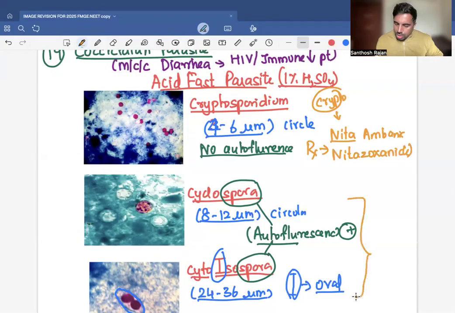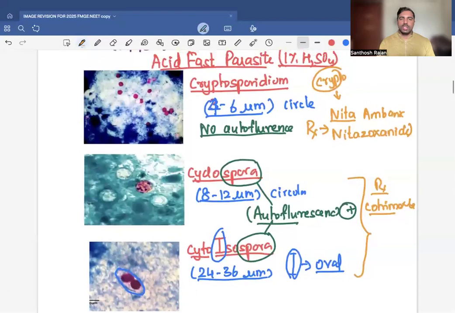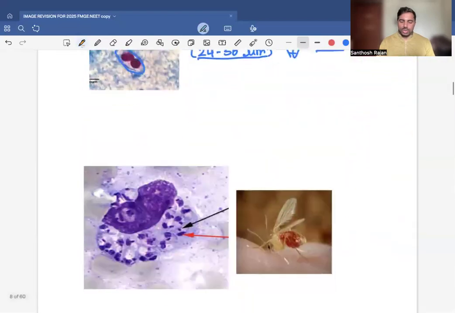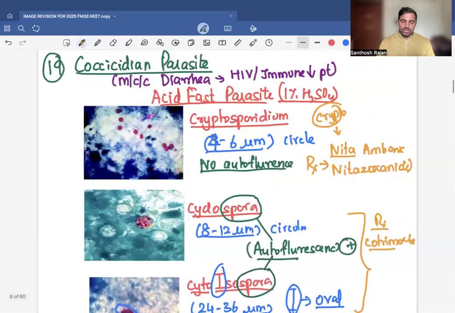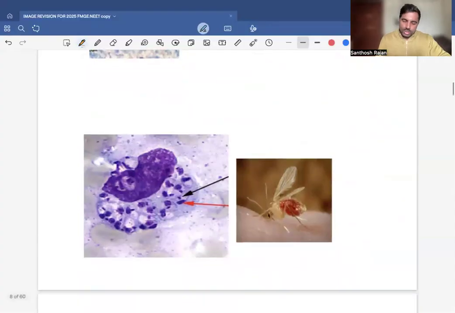But for these two, your drug of choice is cotrimoxazole. Cotrimoxazole. So expect one question from here. One sure question. So your revision is done with this one. Very easily you can get one question. Now next one, number 20.